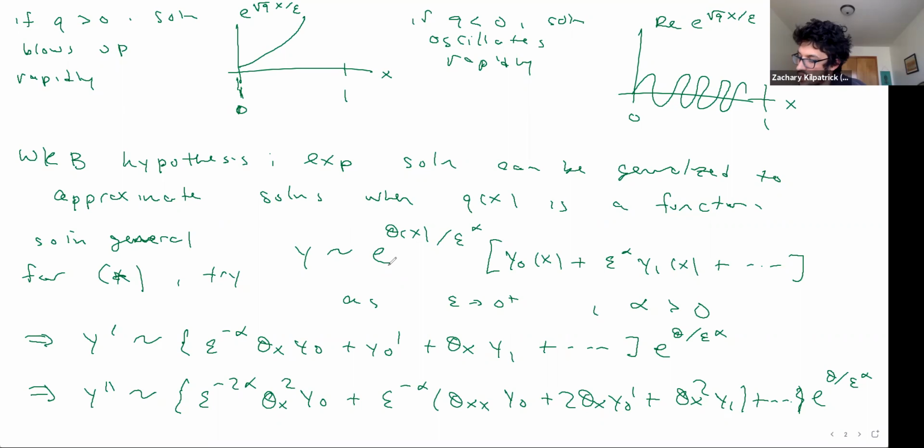And yeah, I think you probably will get slightly different approximations if you carry out method of multiple scales versus WKB on problems. That's a good question.